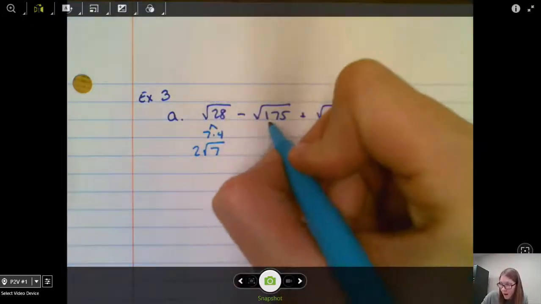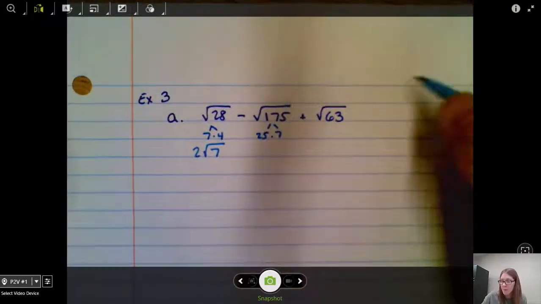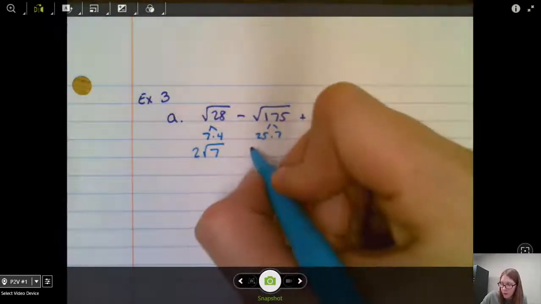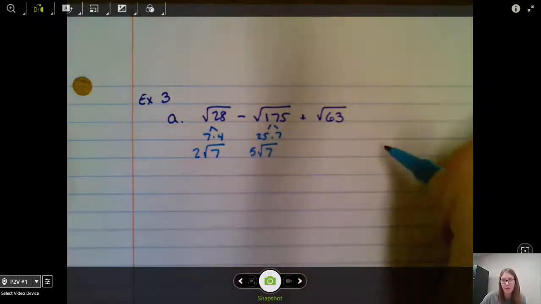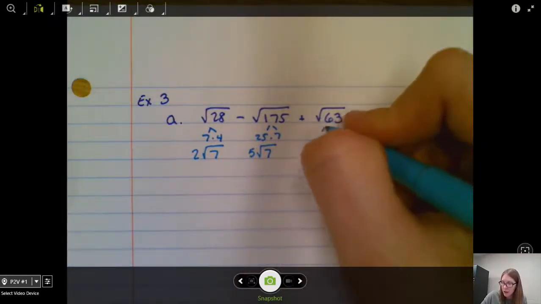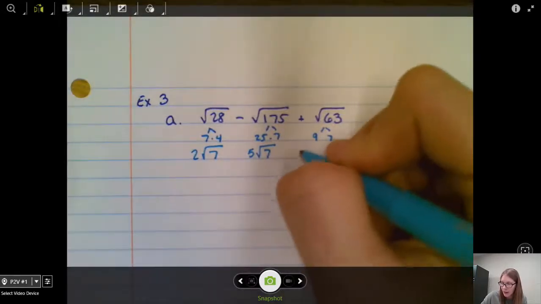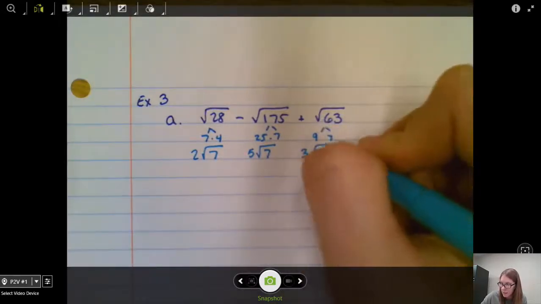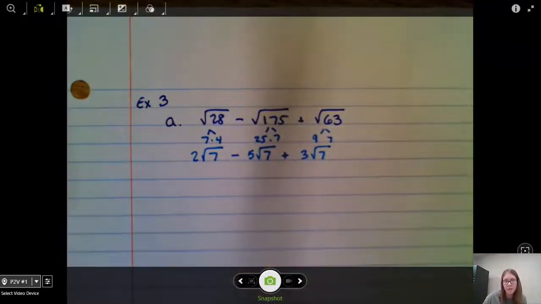The 175 is 25 times 7, and in this case, I can square root the 25. I get 5 square root of 7. All right, and then the 63, well, 63 is 9 times 7. I can square root the 9 to get 3. 3 square root of 7.